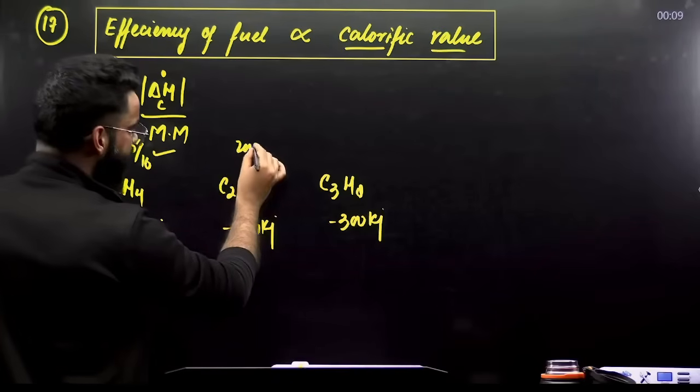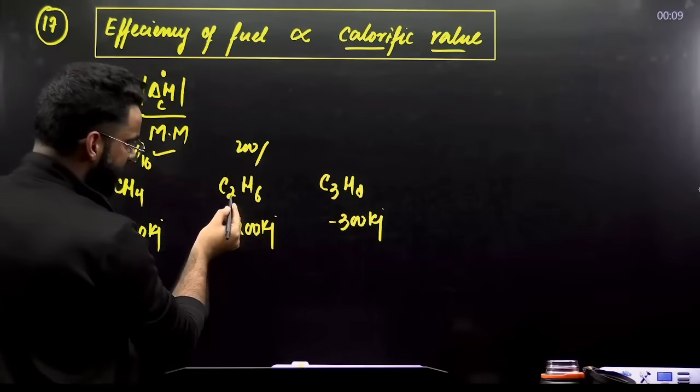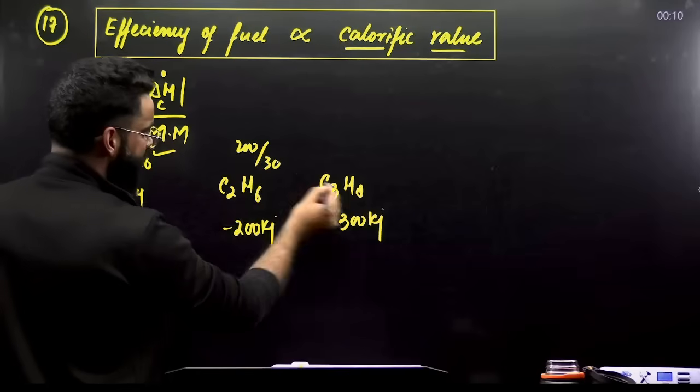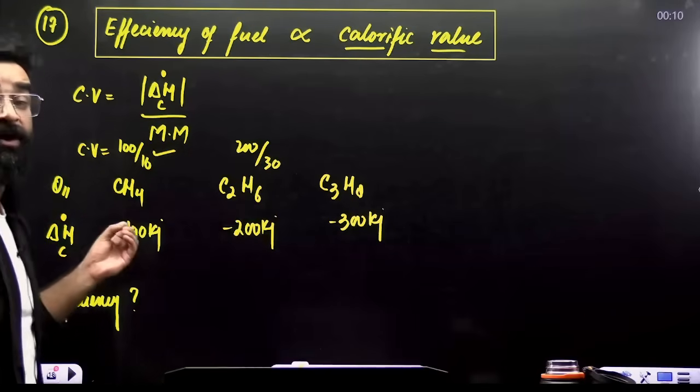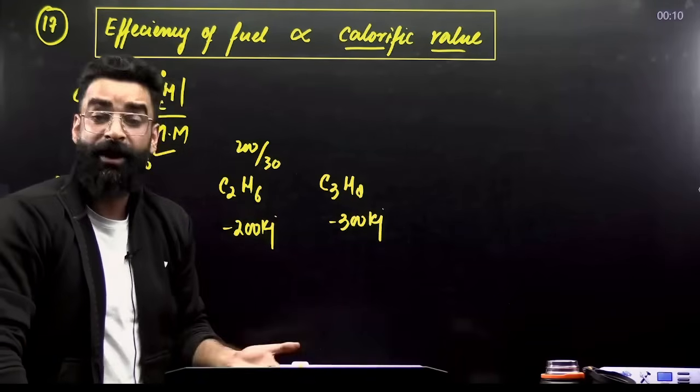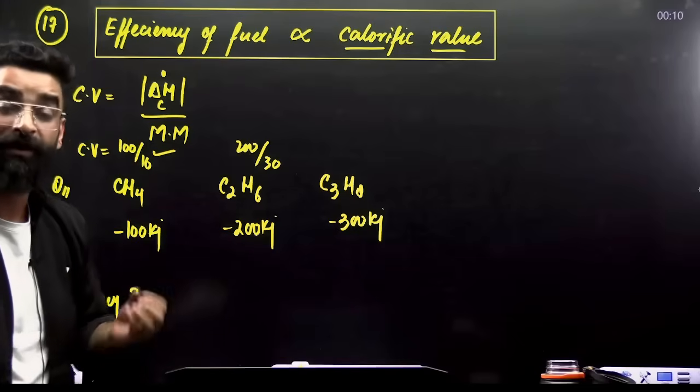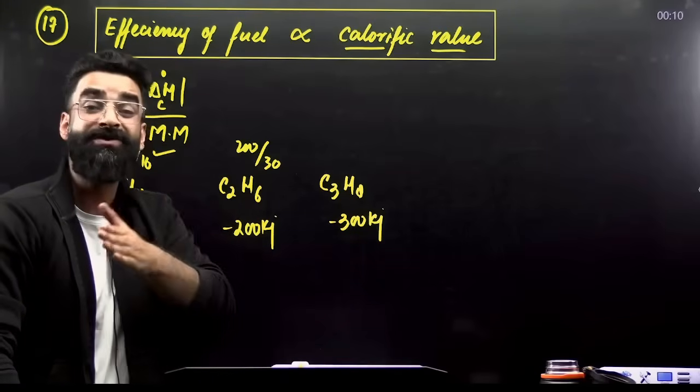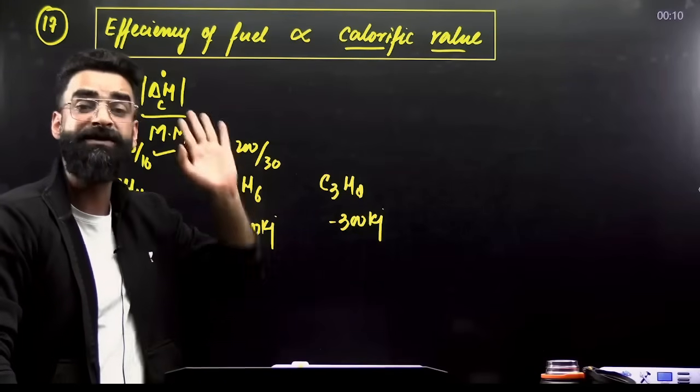Similarly, this will be 200 divided by its molar mass, which will be 12 times 2 is 24, 24 plus 6 is 30. Similarly, you can calculate for this, and you need to check which one has more calorific value. The more the calorific value, the better the efficiency of the fuel, the better the quality of the fuel. So they can give you certain fuels, and they'll ask you to arrange these fuels on the basis of their quality.